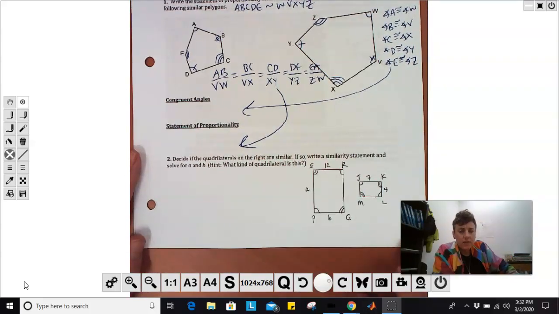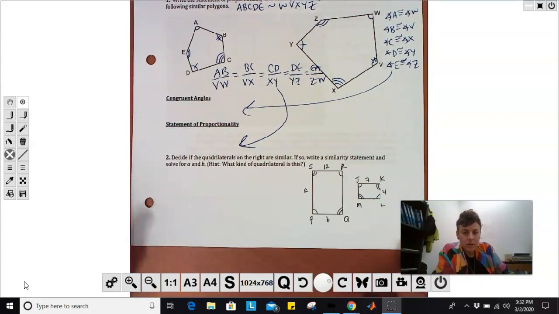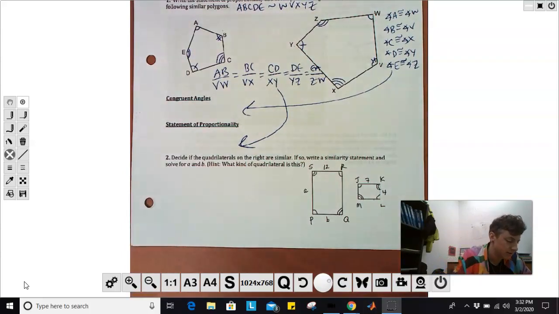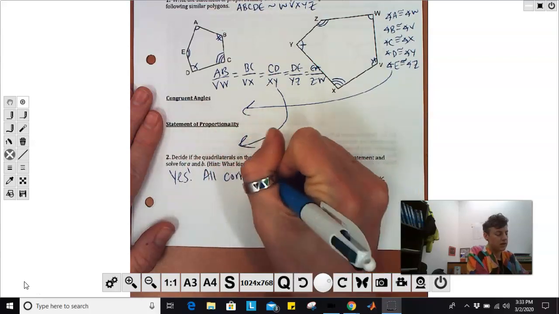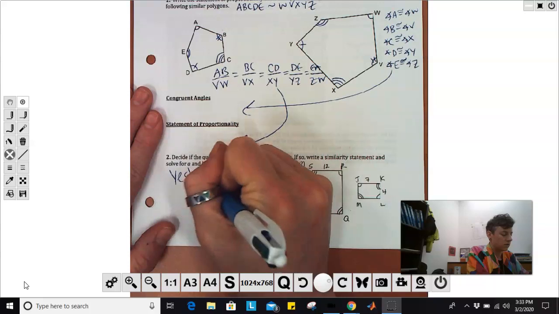Question 2. Decide if the quadrilaterals on the right are similar. If so, write a similarity statement and solve for A and B. Well, I see these angles are congruent to these angles. Got it. These angles. These angles. That's really all that needs to happen. All the angles are congruent. So the quadrilaterals are similar. Yes, all corresponding angles are congruent.